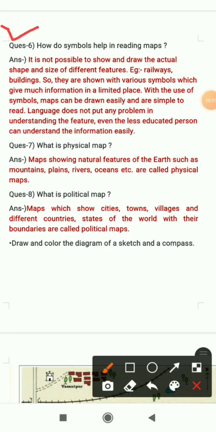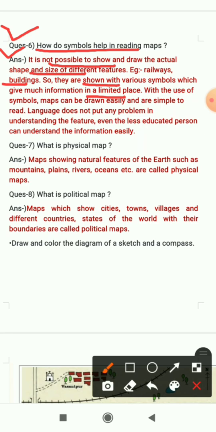Question number 6 is, how do symbols help in reading maps? Now let's see the answer. It is not possible to show and draw the actual shape and size of different features, for example railways and buildings. As I have already told you, it is not possible to show and draw the actual shape and size of different features on the map. So they are shown with various symbols which give much information in a limited space.